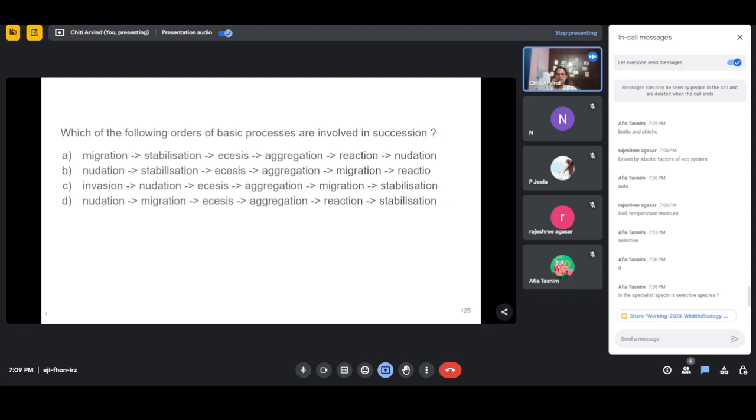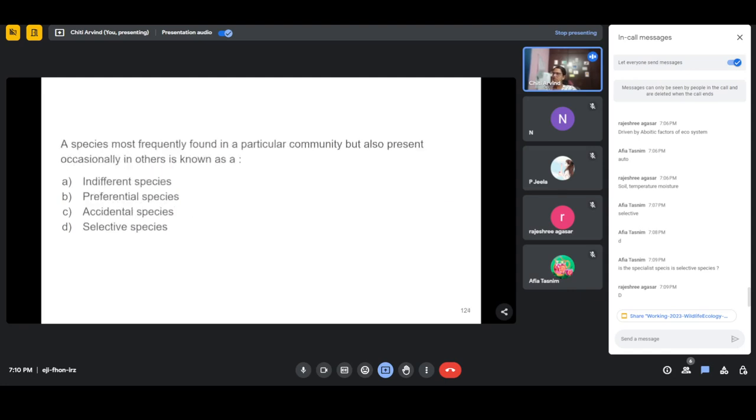Is a specialist species a selective species? No, the specialist species in this case, if you're referring to the white-bellied Cholaculi, it's not a selective species, because what is a selective species? A selective species is most frequently found in a particular community but also present in other communities. So the Cholaculi is not present in any other community except for these tropical high elevation mountainous communities.